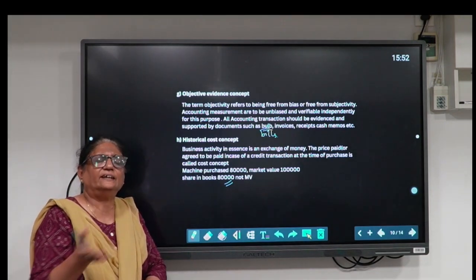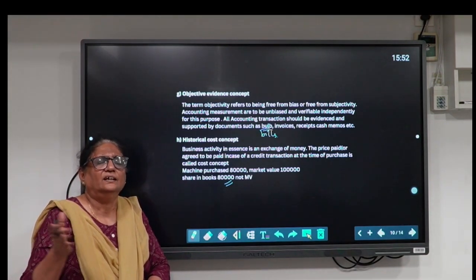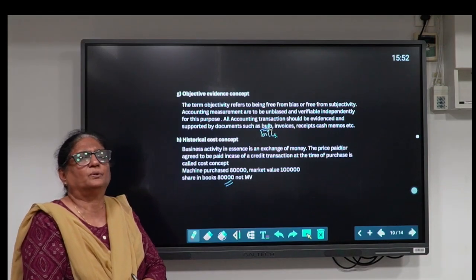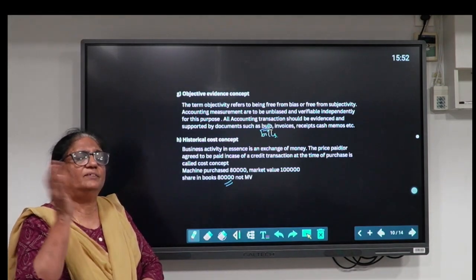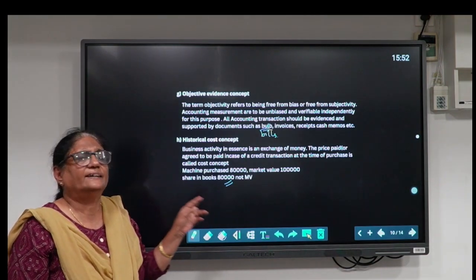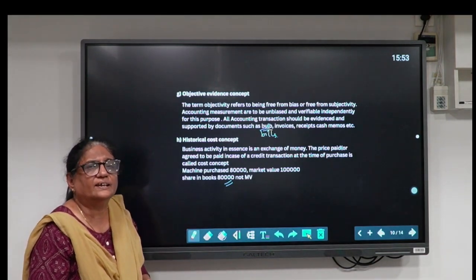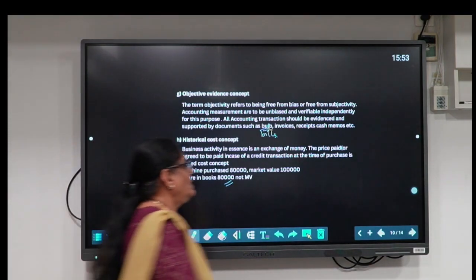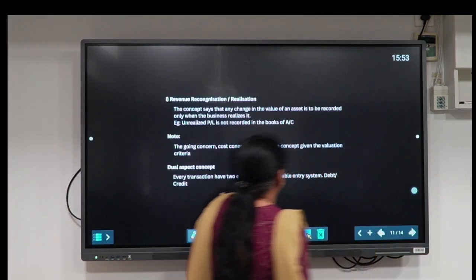Provided if machinery is there, it will get depreciated. Every year the depreciation is provided. So we have to compare the written down value with the sale proceeds and all. So that is what the cost concept is. Clear? Yes. Not the market value.